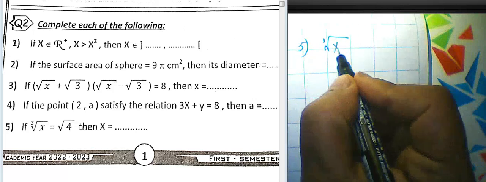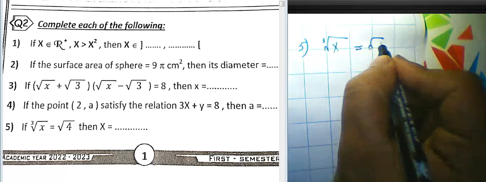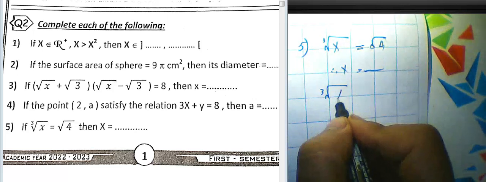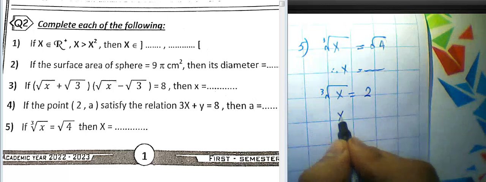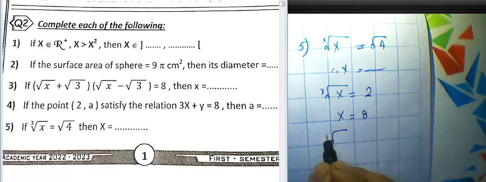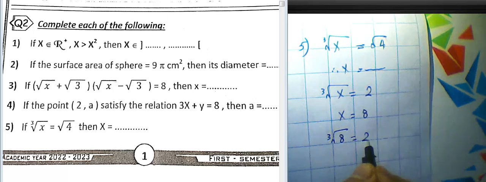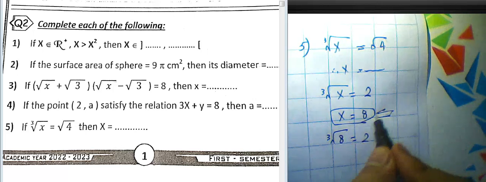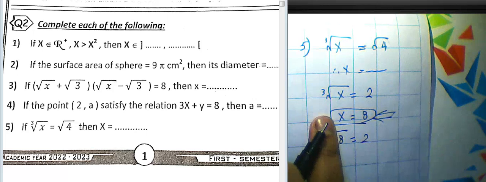Question number 5. Look at question number 5 with me. If the cube root of x equals the square root of 4, then x equals blank. We know the cube root of x equals root 4 equals 2, then x equals what? Equal 8, because the cube root of 8 will be 2, then x here equals 8. We must write 8 in the space. For question number 5, x equals 8.